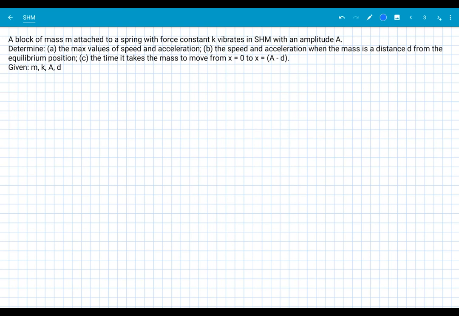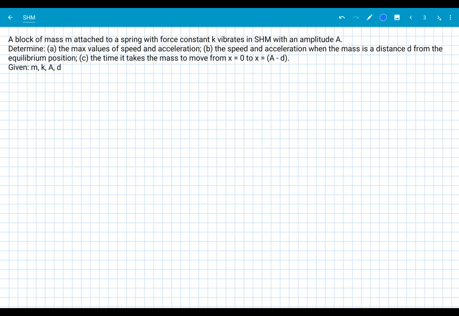Okay, here's another simple harmonic motion situation. And this is a nice simple one. This is a mass spring system. We're given some of the properties of the system, and then we're asked to determine the maximum values of speed and acceleration, then the speed and acceleration when the mass is some distance d from equilibrium. And then finally, the time it takes for the mass to move from equilibrium to some position a minus d.